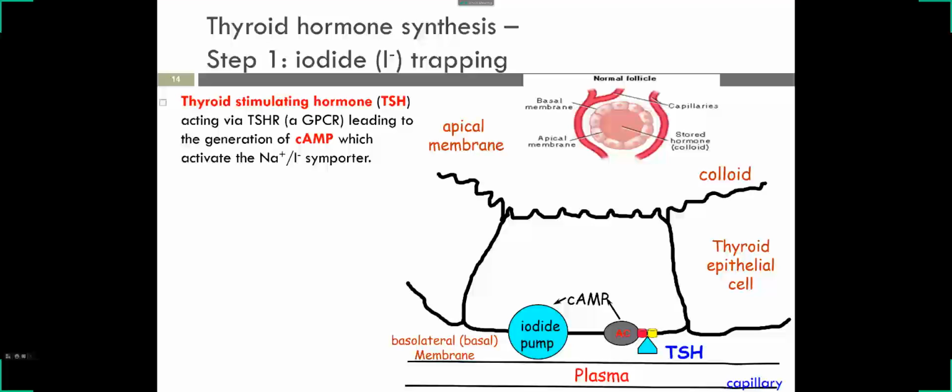So TSH binds to the TSH receptor. You then trigger cyclic AMP production. This cyclic AMP then leads to activation of a sodium iodide pump. Okay, here.